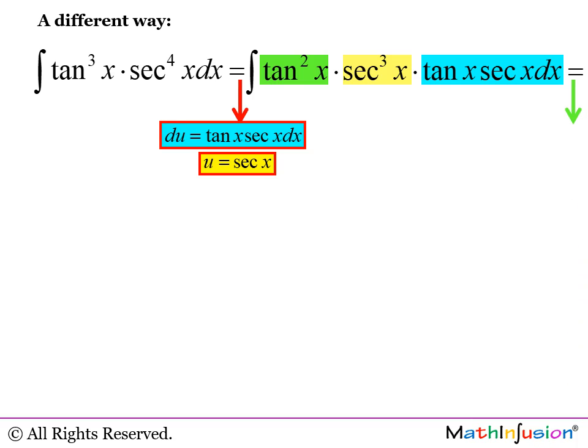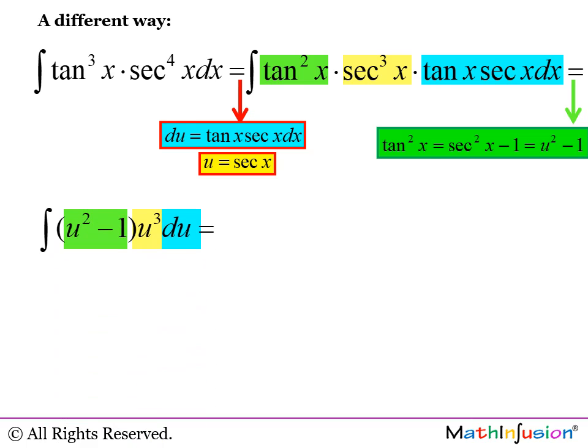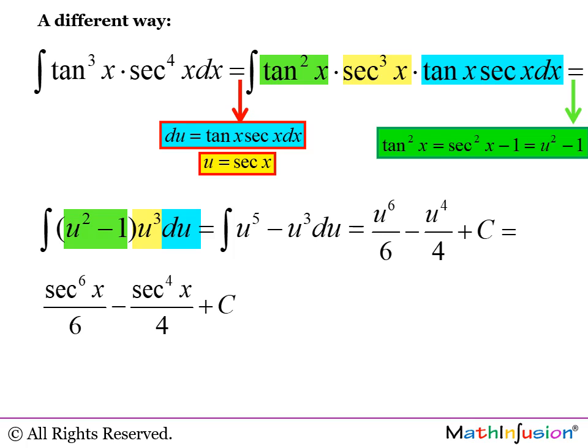Okay, so now the only thing is I need to express the tangent to the power of 2 as a function of the secants without radicals. That's the whole idea. And I get secant to the power of 2x minus 1, which is u to the power of 2 minus 1. So I get that. Now again, just distribute, and we can take the antiderivative. It's just a simple polynomial, and we are substituting the secant x for the u, and we get that.